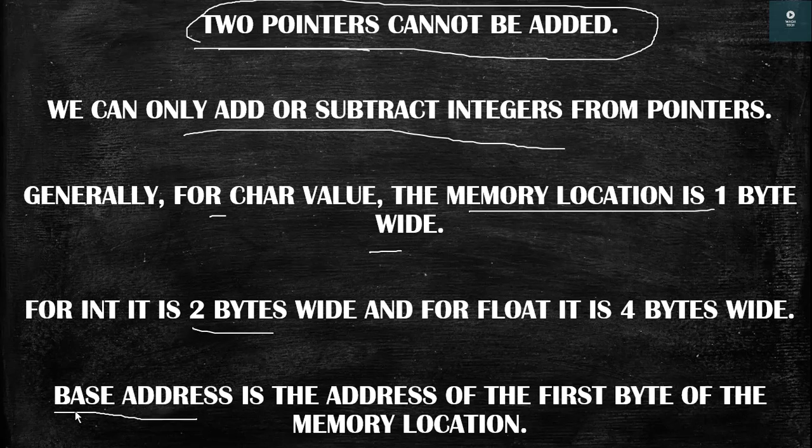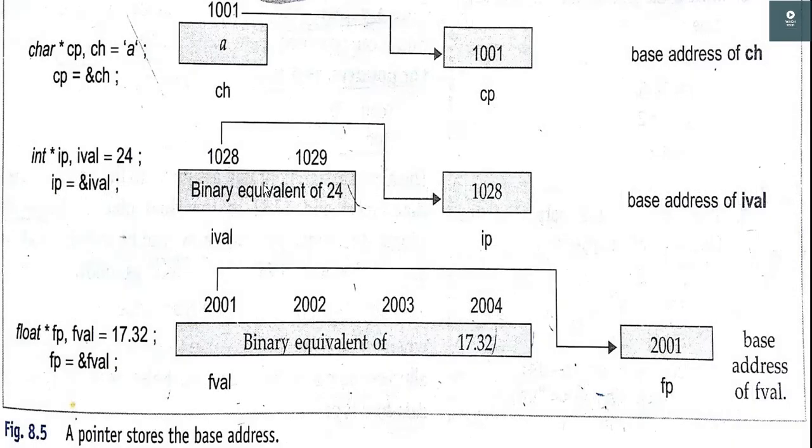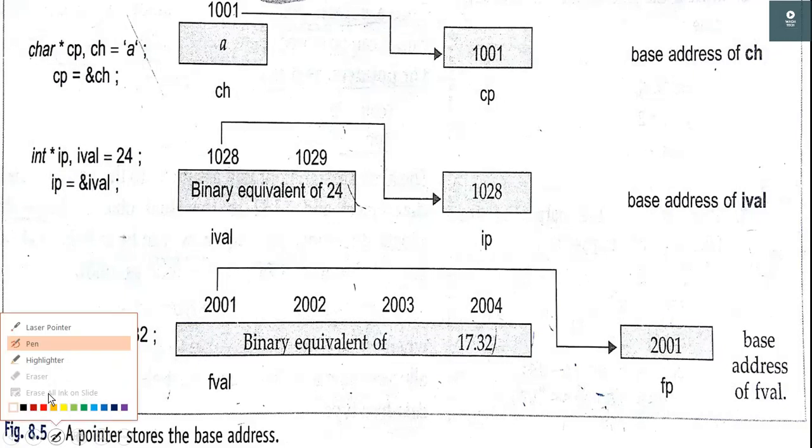Now we have another term, that is base address. Base address is the address of the first byte of the memory location. Let's see an example. So here we have 3 pointers. The first one is a character pointer, the second one is an integer pointer, and the third one is a float pointer.